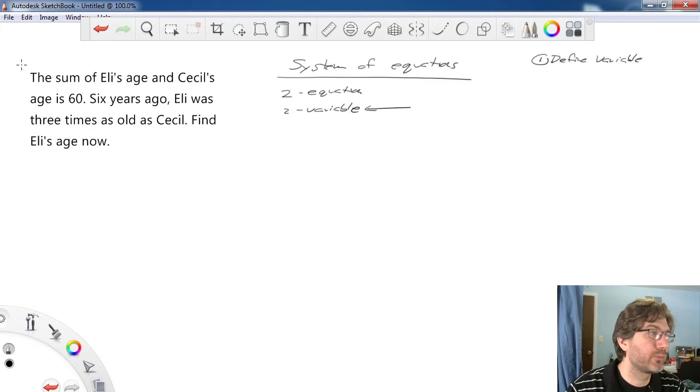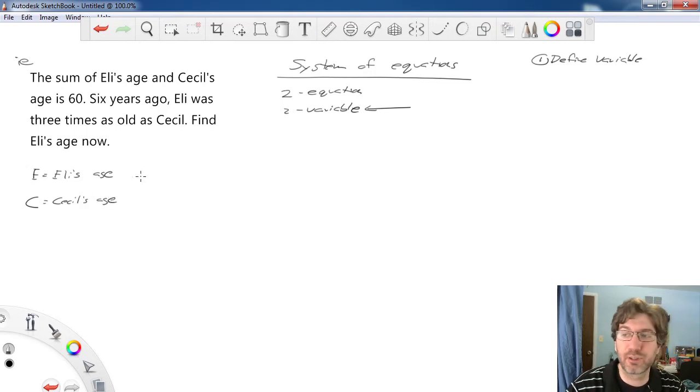So let's read our problem. This is our example. The sum of Ellie's age and Cecil's age is 60. 6 years ago, Ellie was 3 times as old as Cecil. Find Ellie's age. So we're going to go ahead and define variables here. I'm going to use capital E to represent Ellie's age. And I'm going to use capital C to represent Cecil's age.